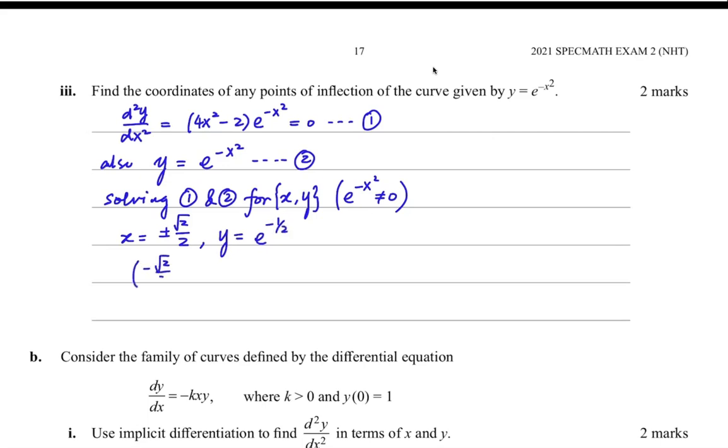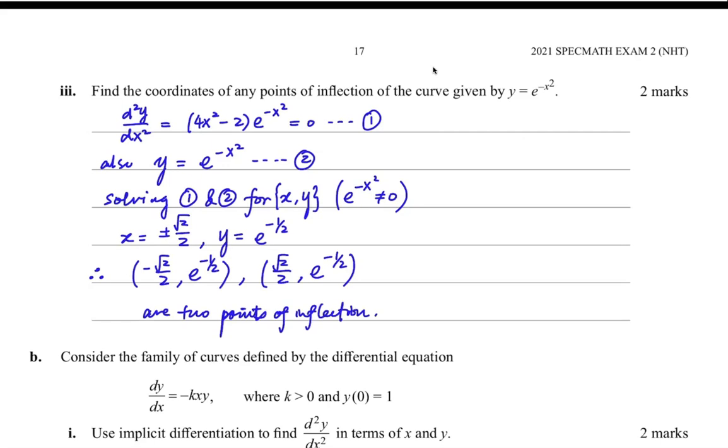Therefore, the 2 points are written in coordinates form. Yep, that's it.